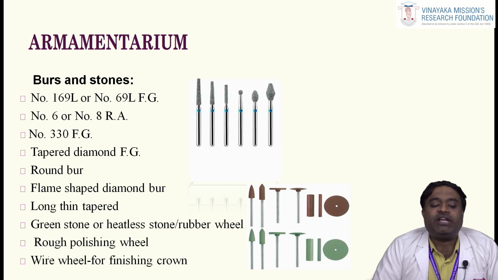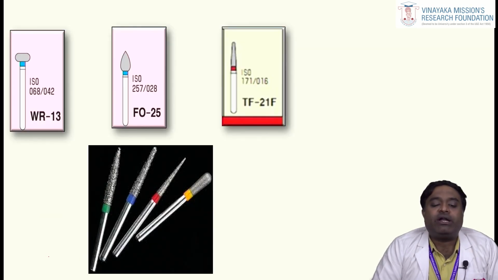So number 330 FG and tapered diamond FG, round burr, long thin tapered or flame shaped diamond burr, greenstone, rough polishing wheel, and wire wheel for finishing the crown. So these are the different burrs we will use. So WR13, F425 and TF21F.